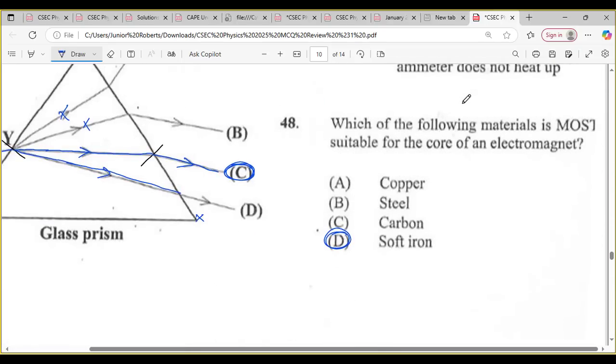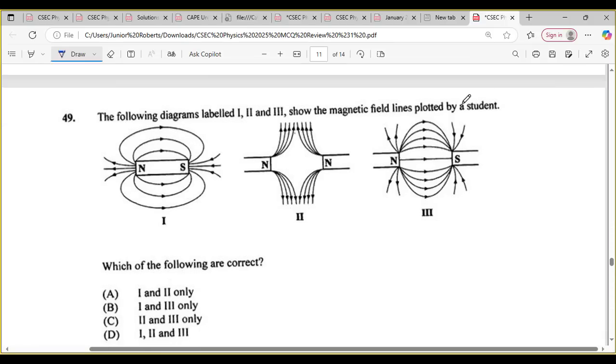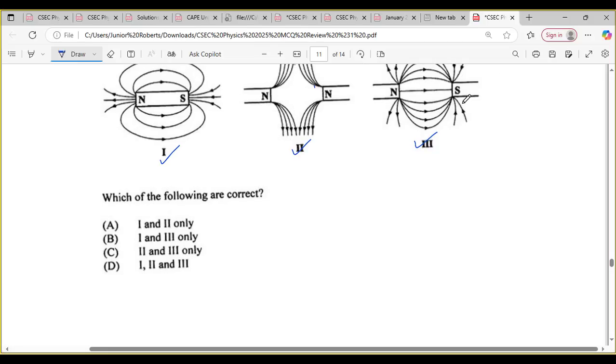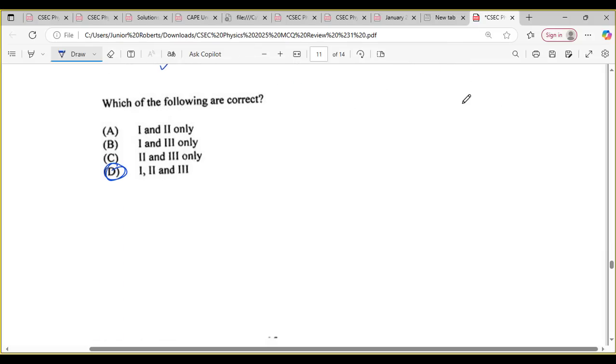So 48 is D, and in 49, the following diagrams labeled 1, 2, and 3 show the magnetic field lines plotted by a student. Which of the following are correct? We have these field lines going from north to south, so this is correct. We have these field lines going outward from the North Pole and they repel, so this is correct. In this case we have the field lines going from north to south, so this is also correct. So we have 1, 2, and 3, so number 49 is D.